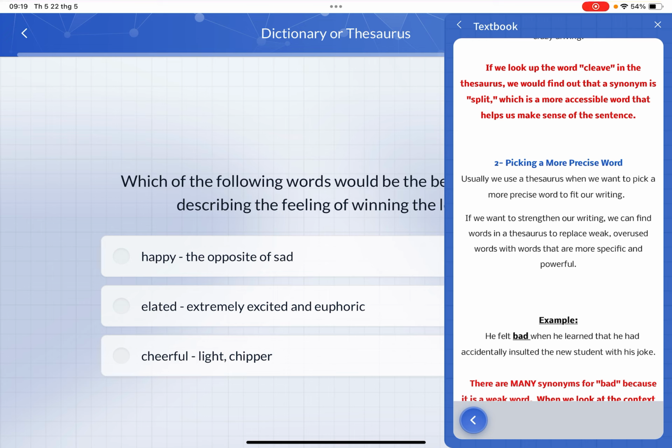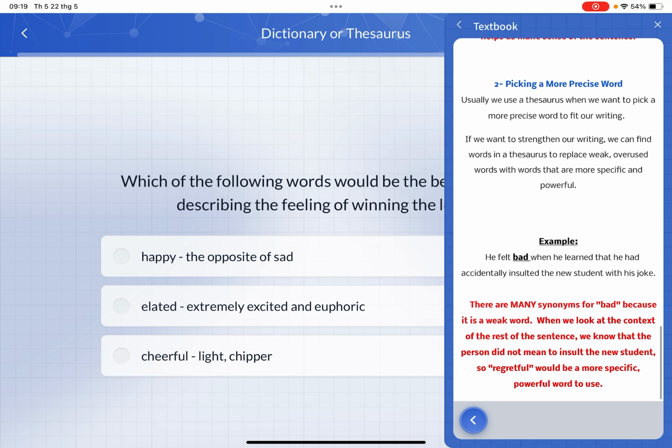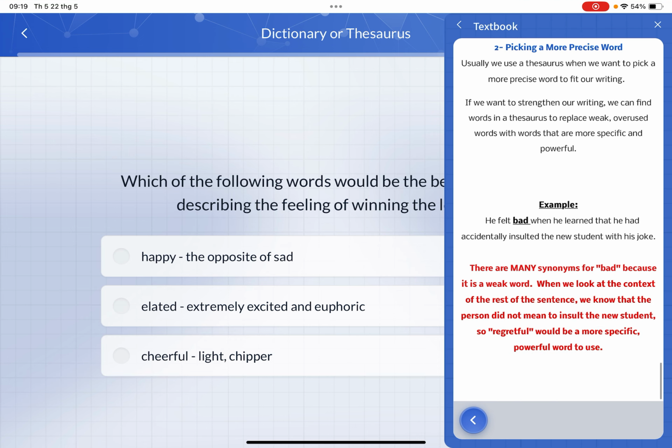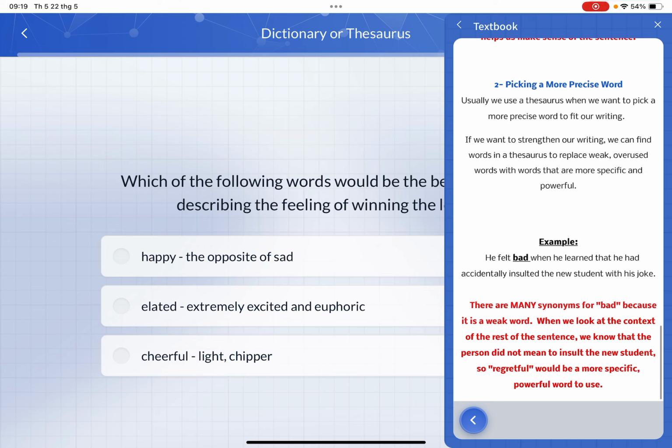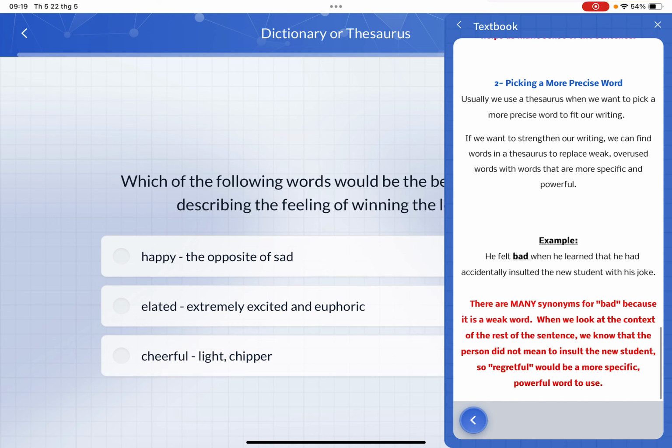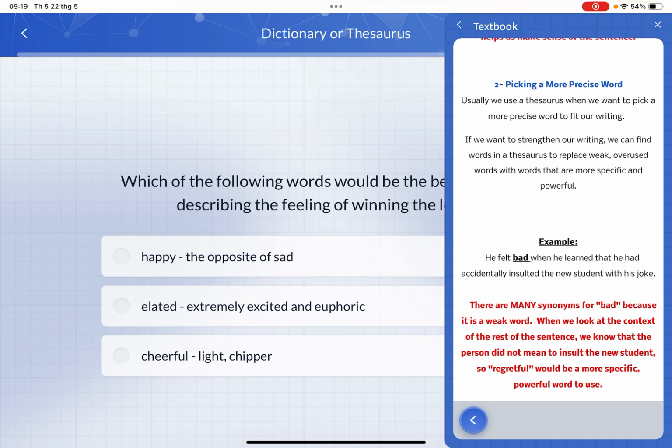Secondly is to pick a more precise word. Usually we would use a thesaurus when we want to pick a more precise word to fit in our writing. If we want to strengthen our writing, then we can find words in the thesaurus to replace weak or overused words with words that are more specific and powerful. So this one is the reason why people would use a thesaurus.